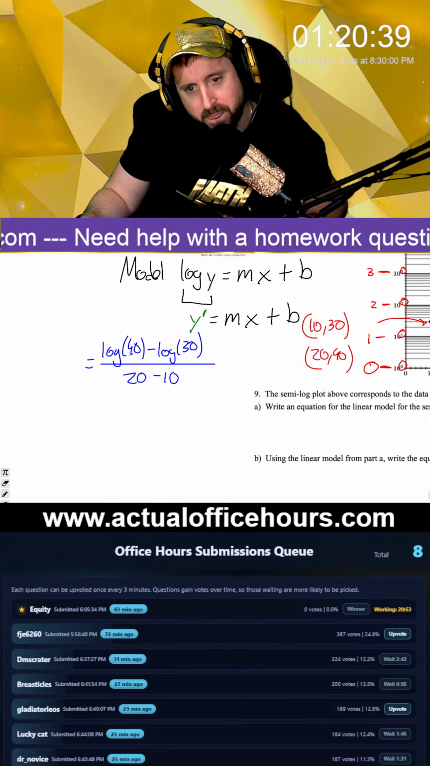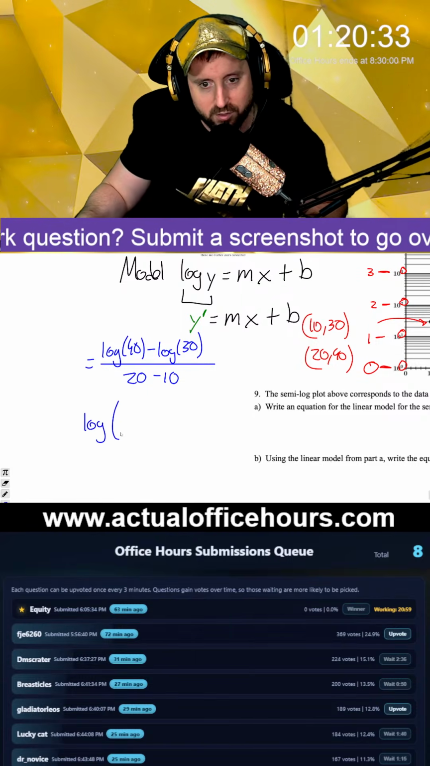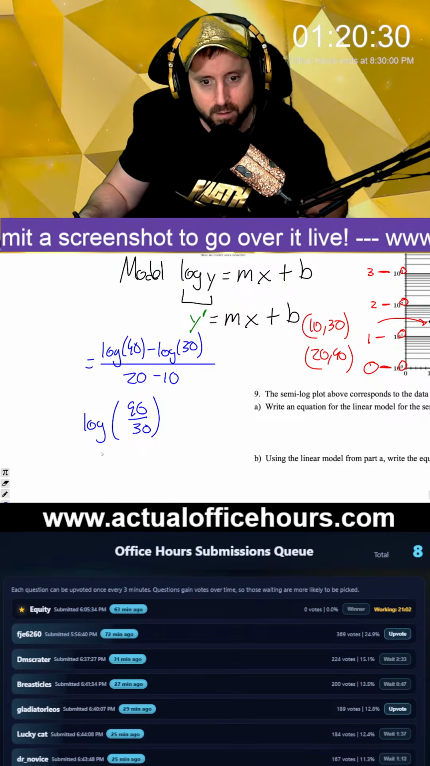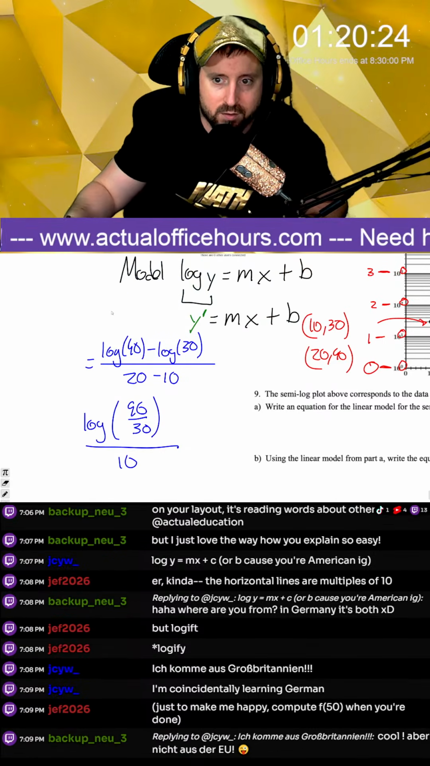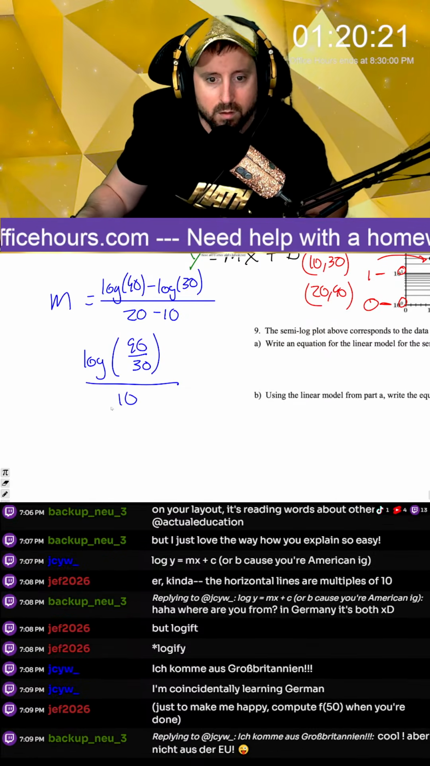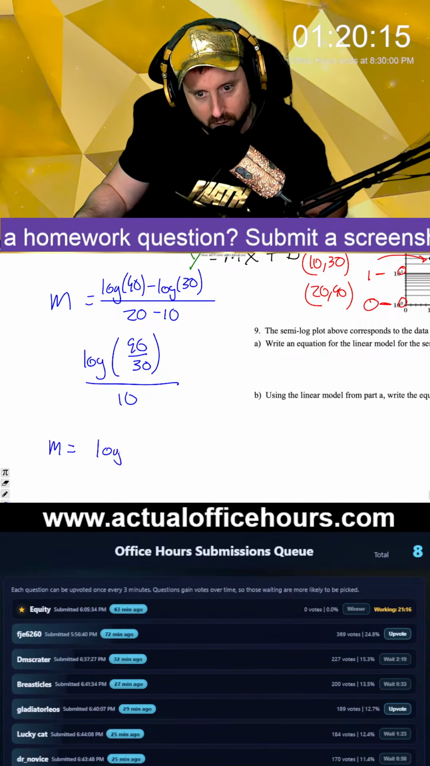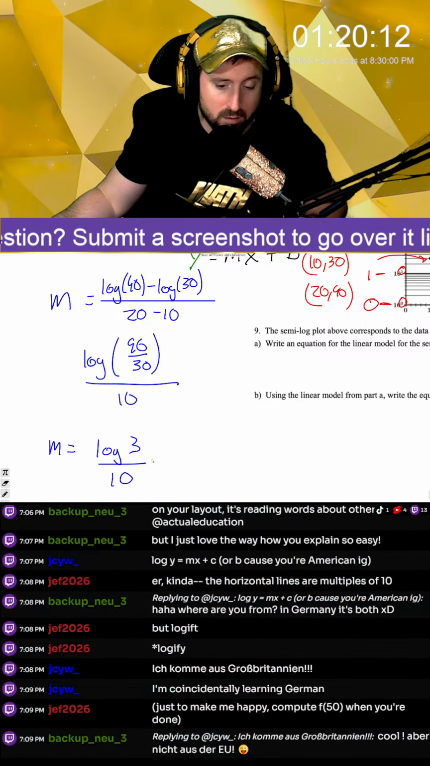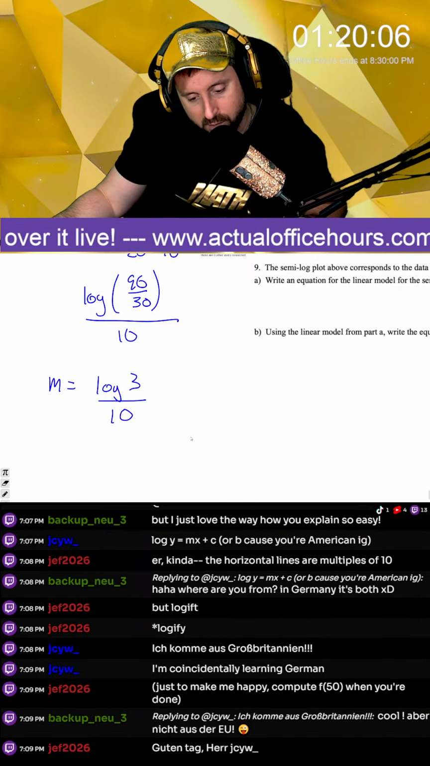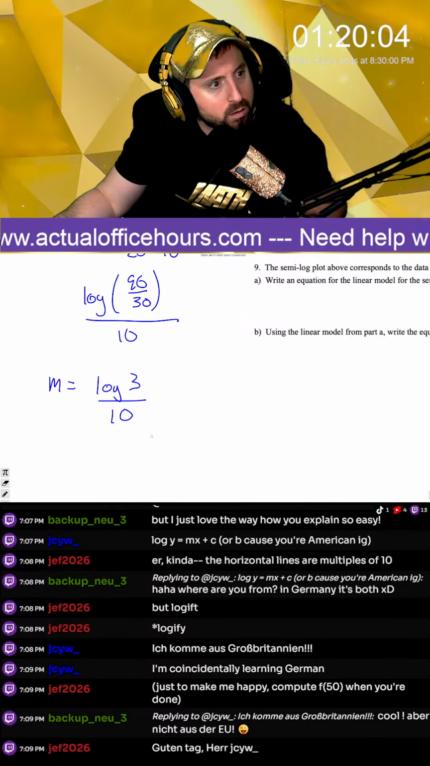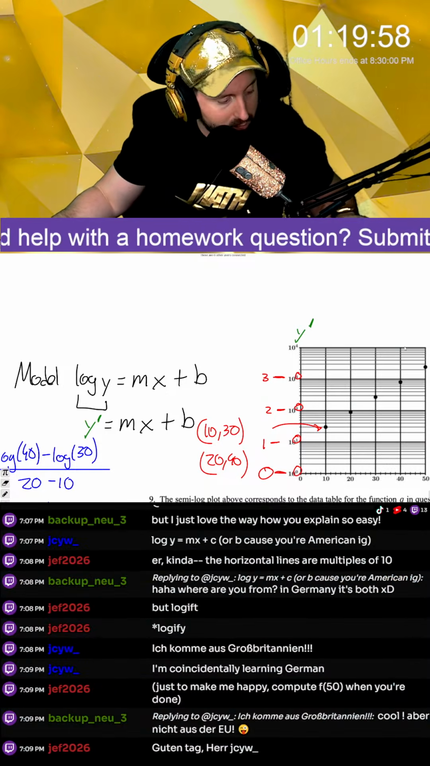All right, so when you subtract logs, remember it's the same thing as dividing logs. So this is the same thing as the log of 90 over 30, and then this is over 10. And this is, of course, equal to m. So now I would get that m is equal to the log of 3 all over 10. What would it look like in a standard Cartesian plane? It would look exponential. It would start going up.